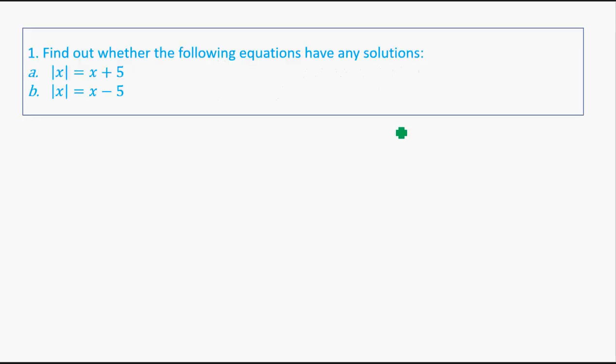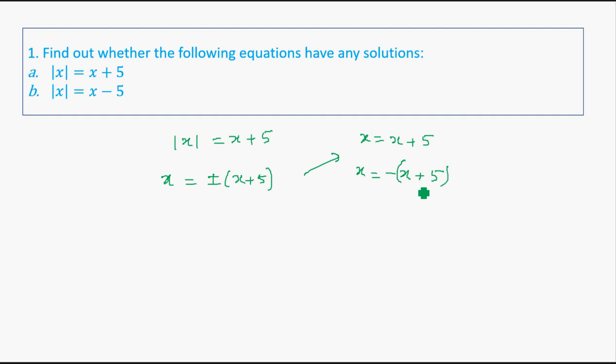Now we'll do some problems. So first problem is mod x is equal to x plus 5. As I said, what might be the values of x here? Plus or minus x plus 5. First we will take the plus case. So x is equal to x plus 5 or x is equal to minus x plus 5. Minus x in brackets I will take, because the minus is for the whole part.